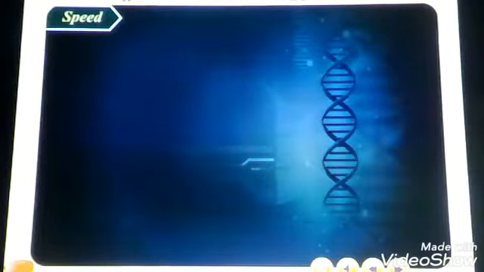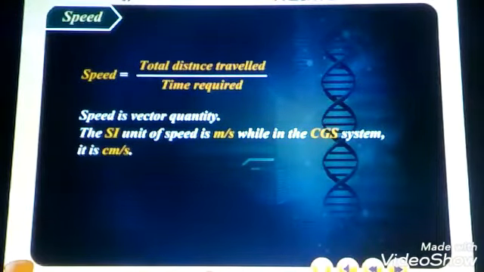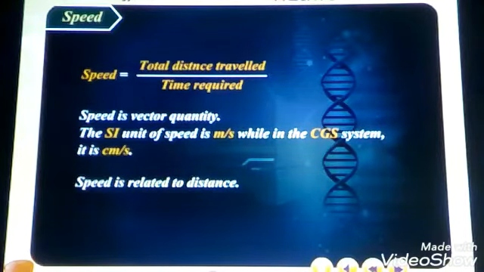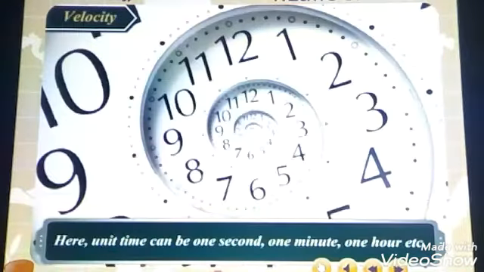Speed and velocity. Speed is equal to total distance travelled upon required time. Speed is a scalar quantity. The SI unit of speed is meter per second, while in the CGS system it is centimeter per second. Speed is related to distance. Velocity. The distance travelled in a particular direction by an object in unit time is called its velocity.